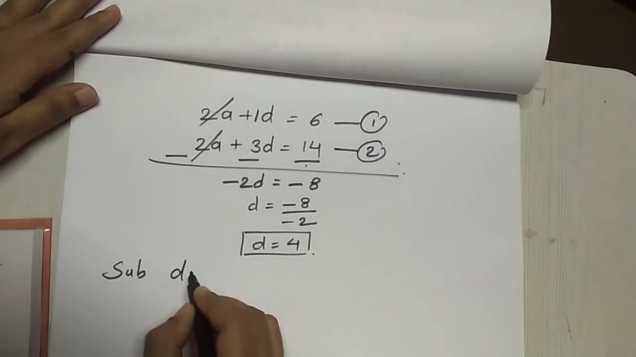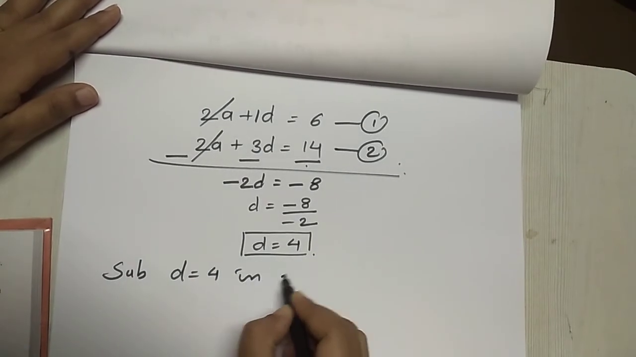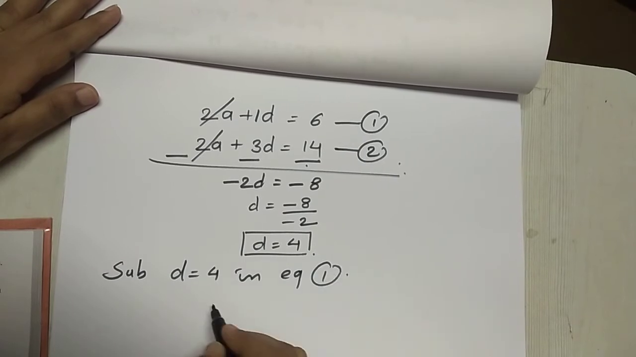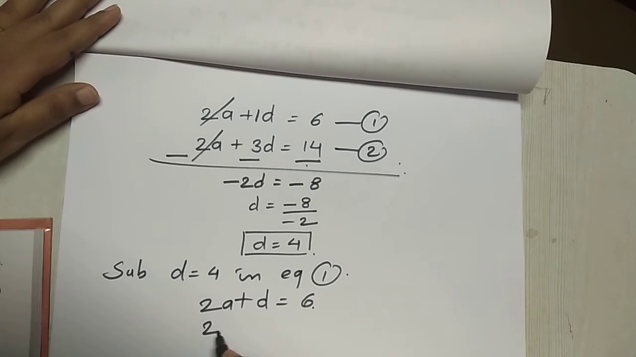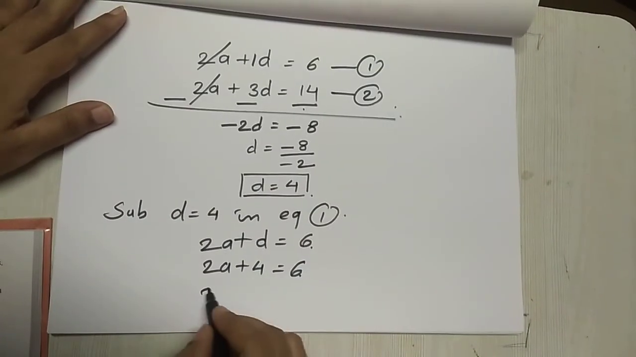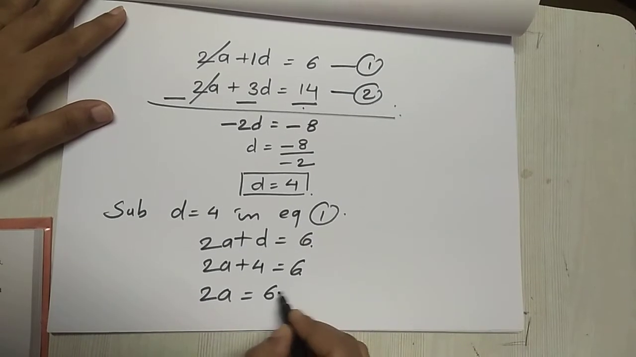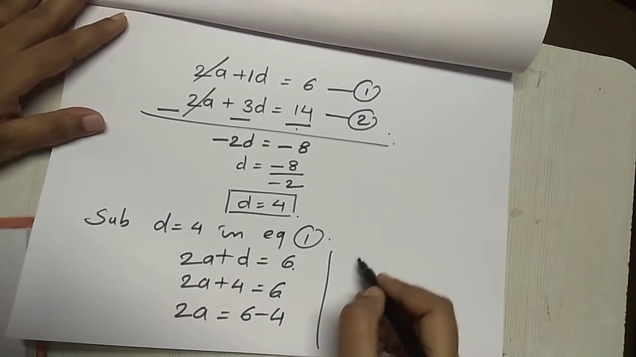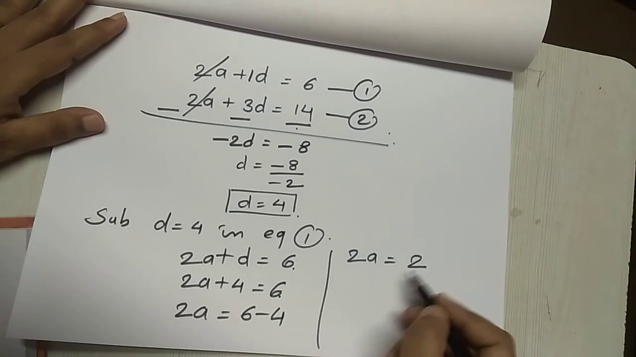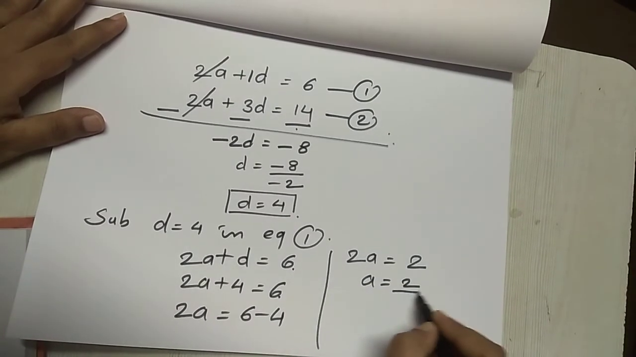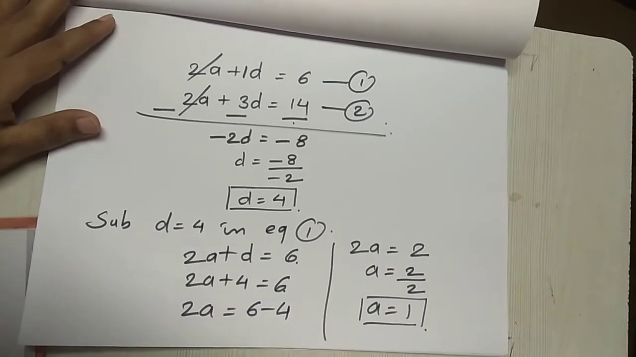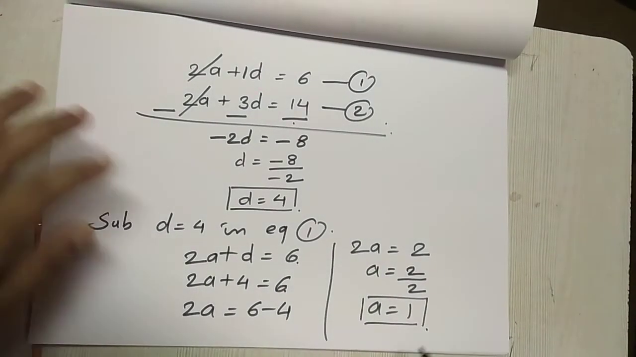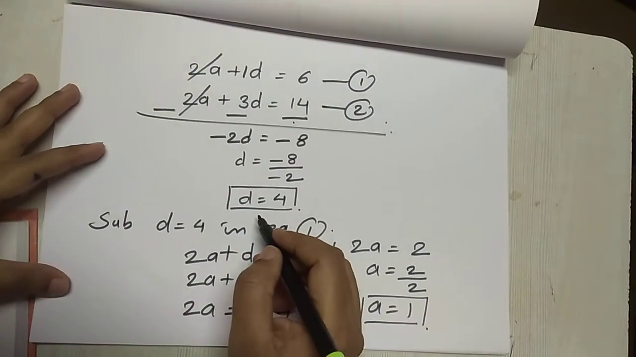Now let's calculate a. Substitute d is equal to 4 in equation 1. 2a plus d equal to 6, so 2a plus 4 equal to 6. 2a is equal to 6 minus 4, 2a is equal to 2. a is equal to 2 upon 2, a is equal to 1. So we got the answer of a as 1, and we got the answer of d as 4.